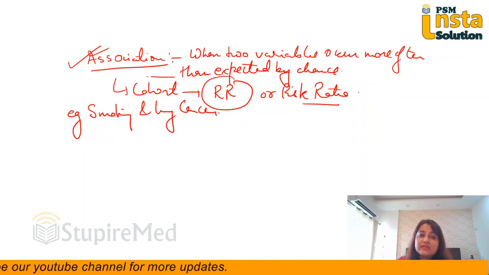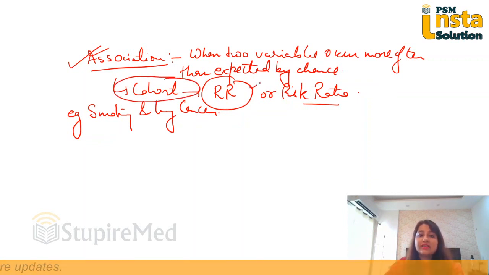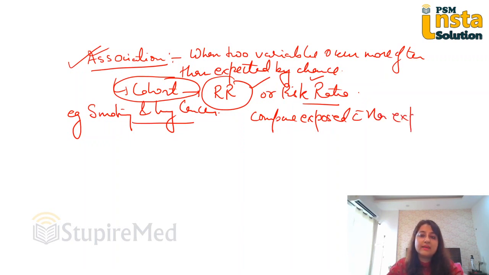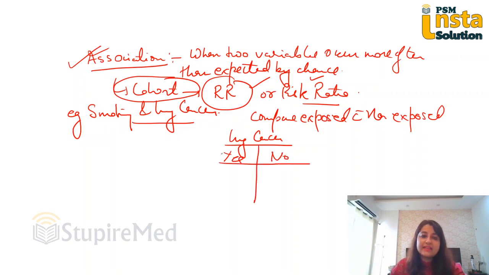And the measure of the strength of this association in a cohort study is given by relative risk or risk ratio. How? Now, in a cohort study, what do you do? You compare exposed with non-exposed. So here suppose we have lung cancer, yes, no, and this side we have smoking, yes and no.